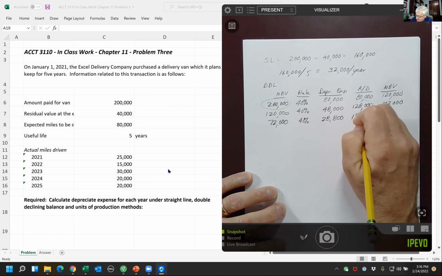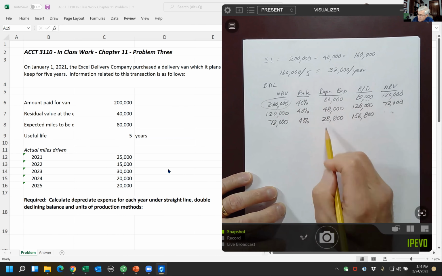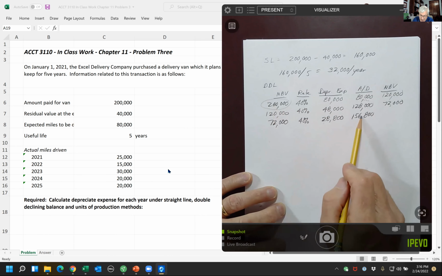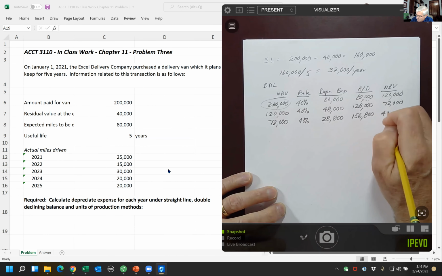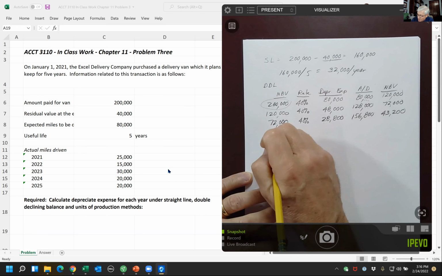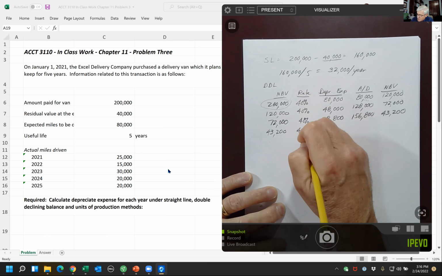Now we got 156,800. That's 128,000 plus 28,800. And our net book value is 200,000 minus 156,800, 43,200. Now, what are we trying to get to? We're trying to get this account to 40,000. We're going to have to stop when we get to 40,000. So year four, I got 43,200 times 40%.